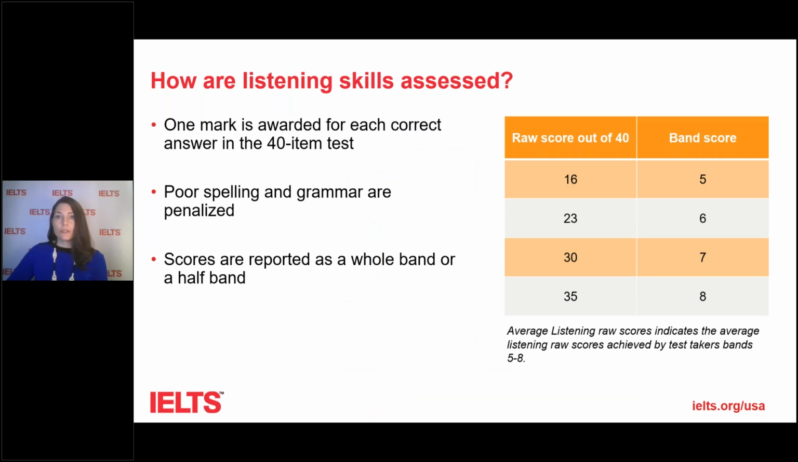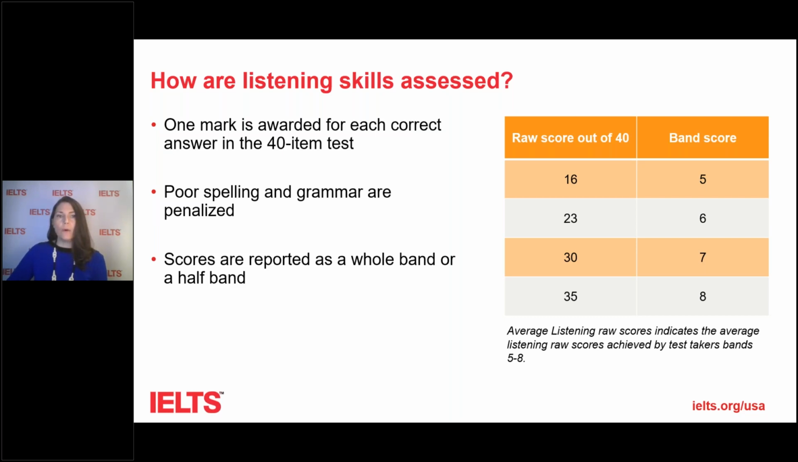There are 40 questions total on the listening test, and each question is worth 1 point. Poor spelling and grammar are penalized. So if you spell the word incorrectly, or if you have a sentence completion and you're using incorrect grammar, for example, then that is not counted as a point. You're not counted off for incorrect answers. So if you run out of time, always guess, because that's not counted against you.